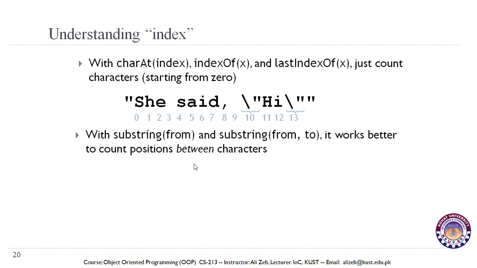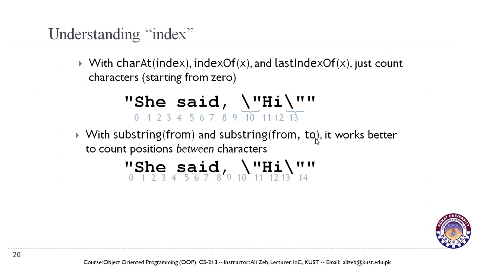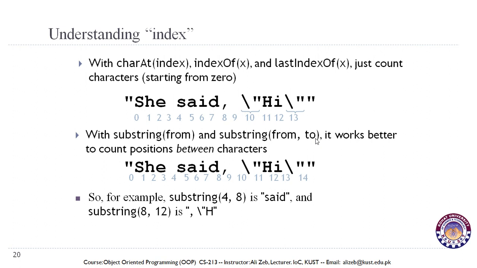With substring, the from is the position from where we want to start the counting, and substring from, to. When we pass 2 arguments, it will be the starting position and the end position, or one more than the end position. It works better to count positions between characters. She said hi. So for example, substring 4 to 8: if we start counting the characters 0, 1, 2, 3, it should end over here, and then we have the text written from position 4 to 8.